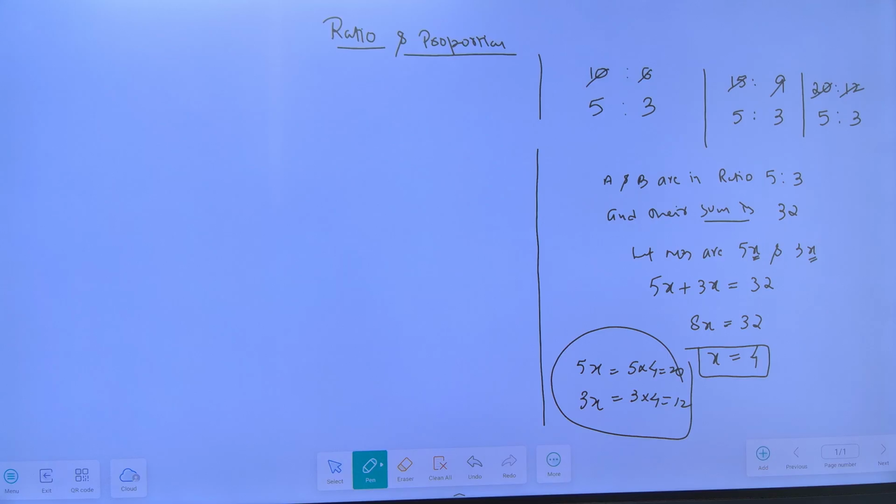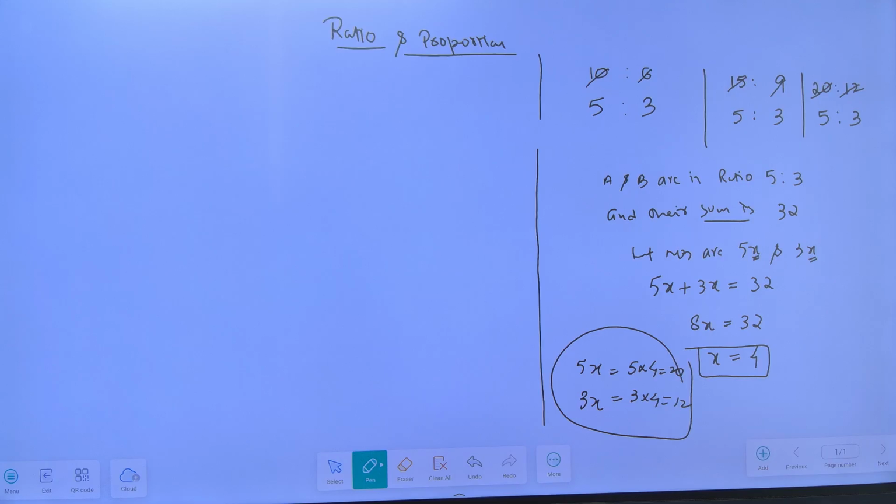Let's say two numbers A and B are in the ratio 2 is to 3, and B and C are in the ratio 3 is to 4. Then if I ask you to find A is to B is to C: when A is 2, B is how much? 3. And when B is 3, C is how much? 4. So on the ratio scale, the value of B is also common. So the ratio of A is to B is to C is 2 is to 3 is to 4. But you won't get such a question, right?